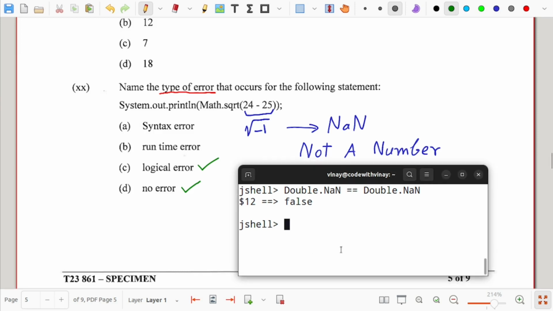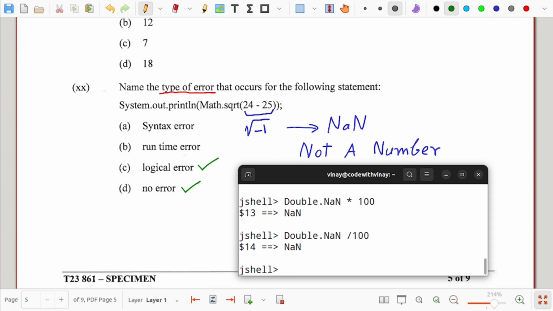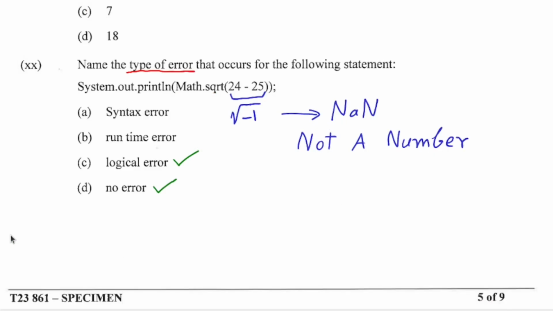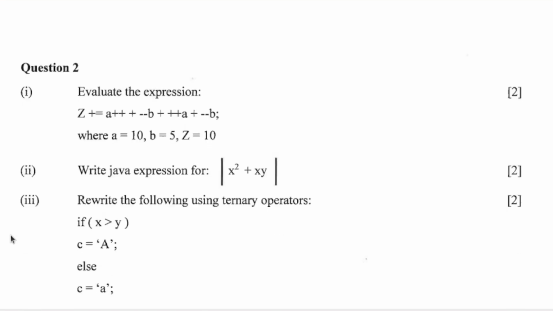And the second interesting property is that Double.NaN, when used in any mathematical calculation, is equal to Double.NaN. So if I say multiplied by 100, you'll get NaN. If I say divide by 100, you get NaN, and so on. I hope you get the point. So with this, the MCQ section is over. Now let us move on to the short answer type questions.